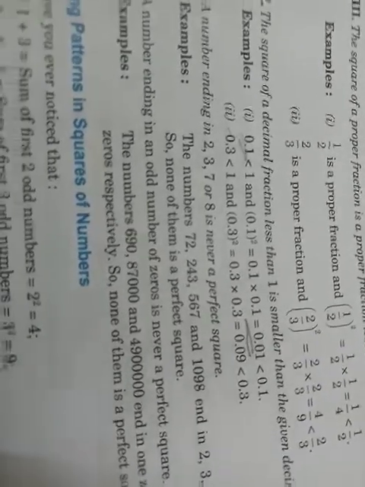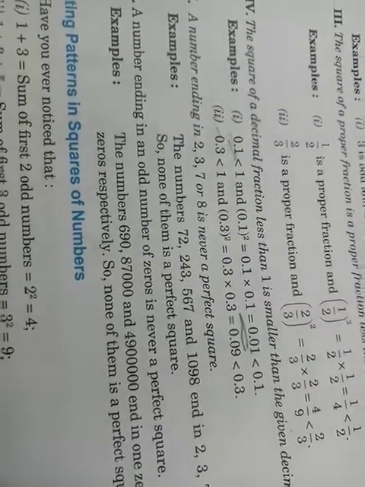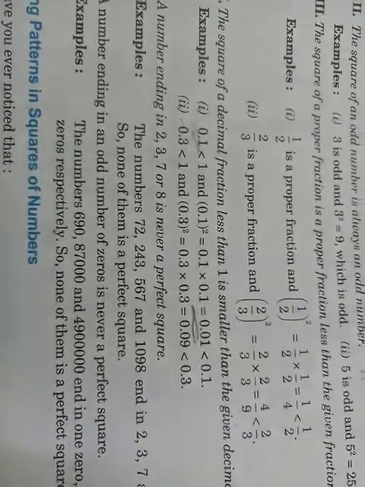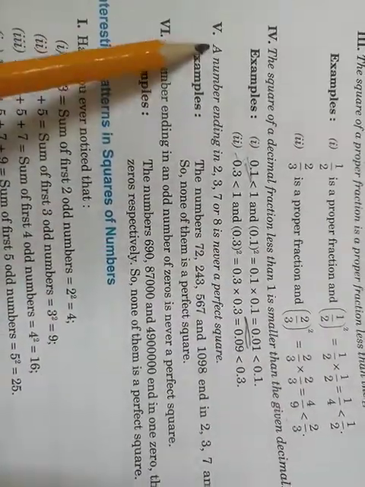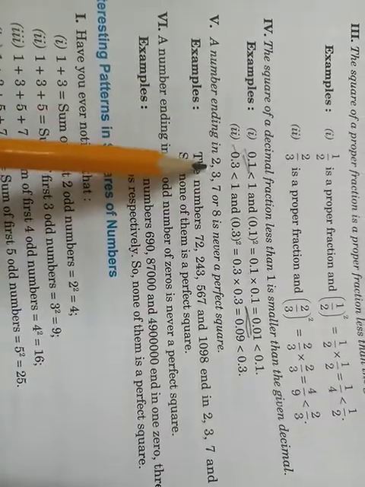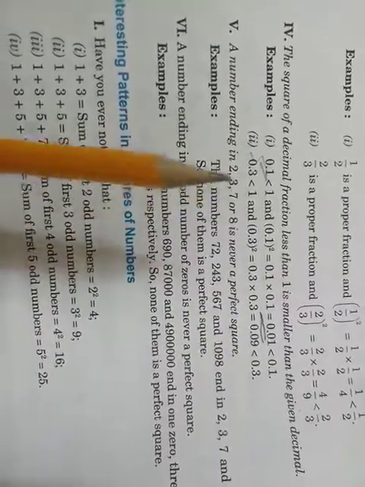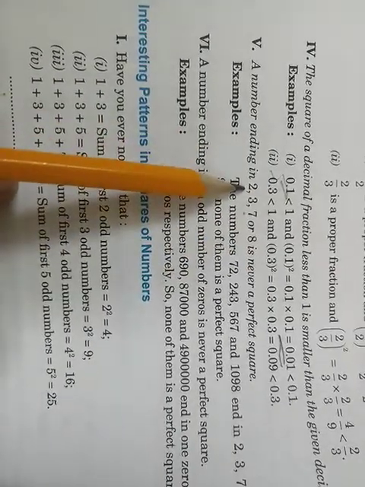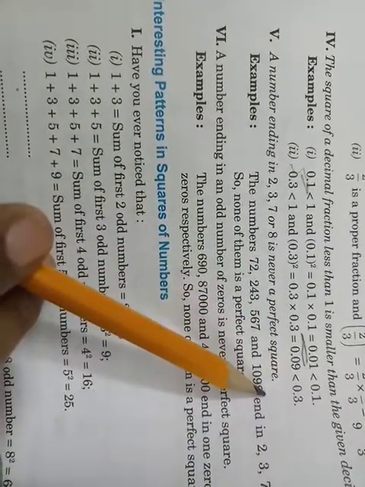So we learned here two properties: the square of a decimal number is less than the given decimal number, and the square of a proper fraction is less than the given fraction. Then we learned the fifth property. A number ending in 2, 3, 7 and 8 is never a perfect square. Remember children, any 1-digit, 2-digit, 3-digit or 4-digit number, if it ends with 2, 3, 7 or 8, is never a perfect square.